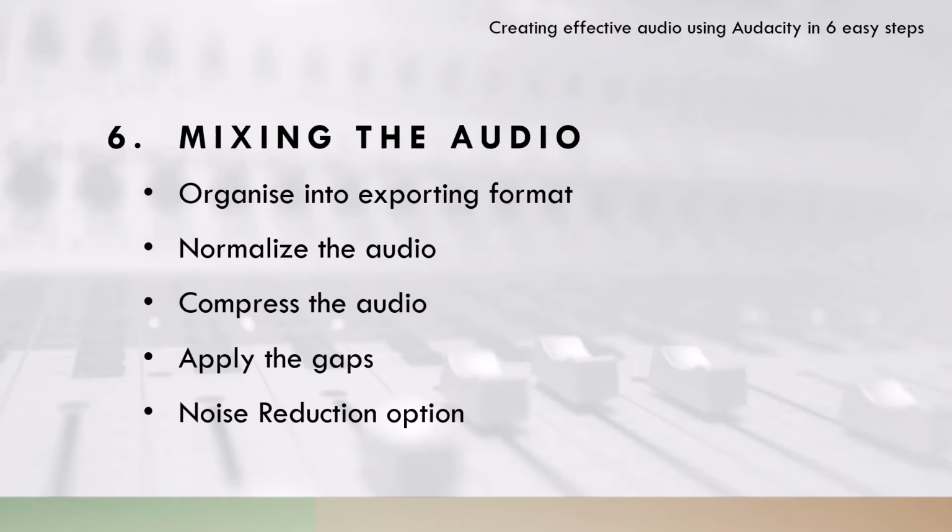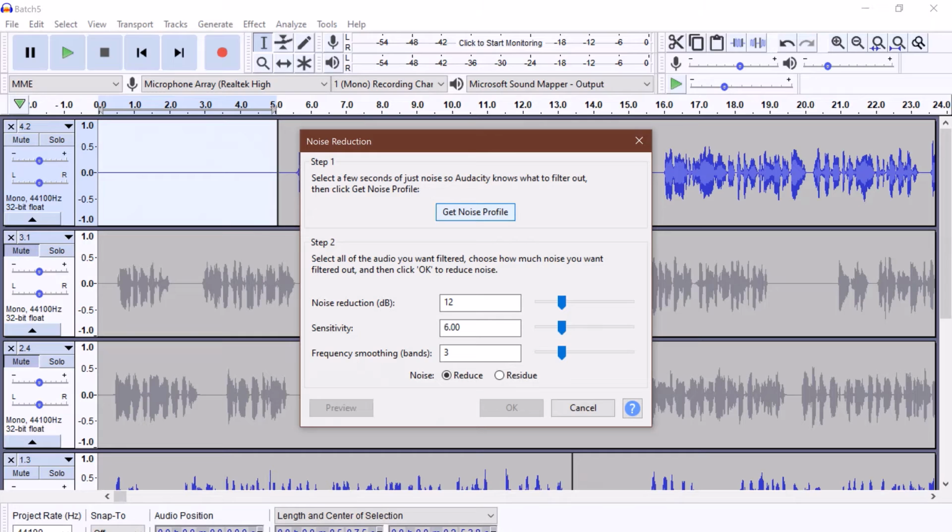Noise reduction option. If there is a level of background noise that is prominent throughout parts of the recording, you can now use the noise reduction tool. You can do this by selecting your quality gap that you created earlier on and selecting noise reduction from the effects menu. Once you've done this, select all audio files and apply the noise reduction.